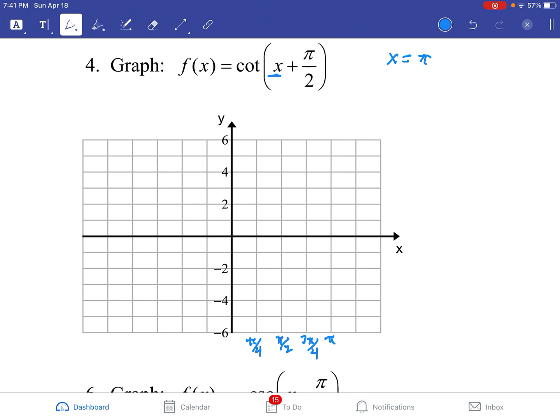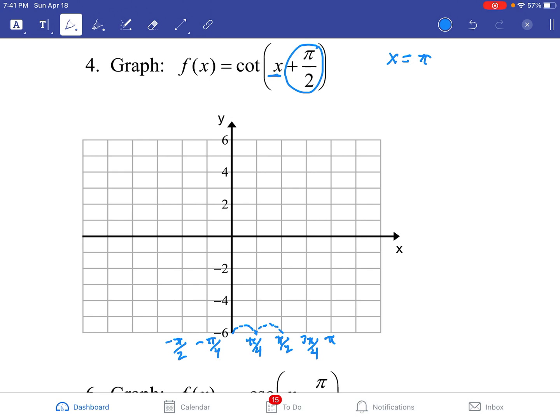Step 2, horizontal shift. Since we're adding pi over 2 on the inside right here, we're going to move to the left by pi over 2. How many intervals is that? 1, 2. So we're going to move 2 intervals to the left. So we're going to be at negative pi over 2 over here, and negative pi over 4.